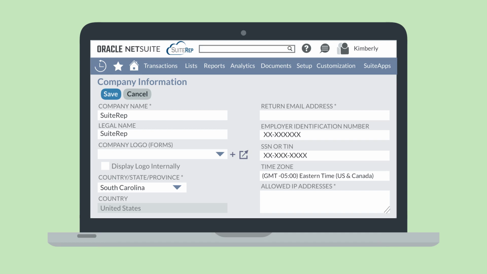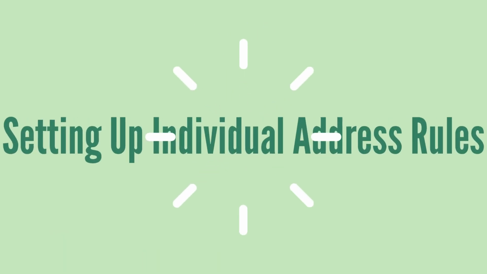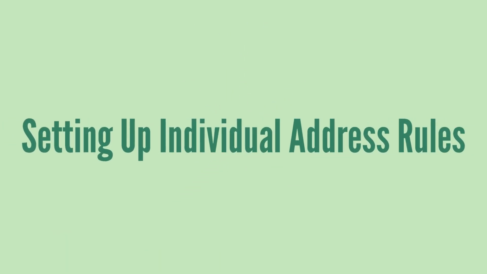Once you have saved your changes to the Company Information page, any users wishing to access your account will need to log in on a computer that is covered by the IP addresses you have delineated. Employees will, by default, inherit the IP address rules of the company.